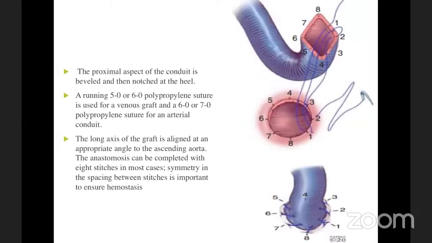So the proximal aspect of the conduit is beveled and then notched at the heel. A running 5/0 or 6/0 Prolene suture is used for a venous graft and a 6/0 or 7/0 Prolene suture for an arterial conduit. The long axis of the graft is aligned at an appropriate angle to the ascending aorta. The anastomosis can be completed with 8 stitches in most cases. Symmetry in the spacing between stitches is important to ensure hemostasis.